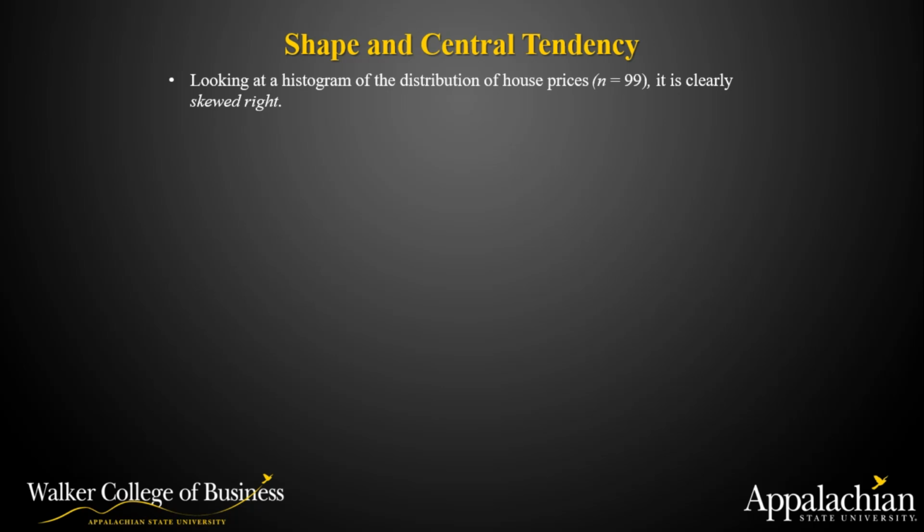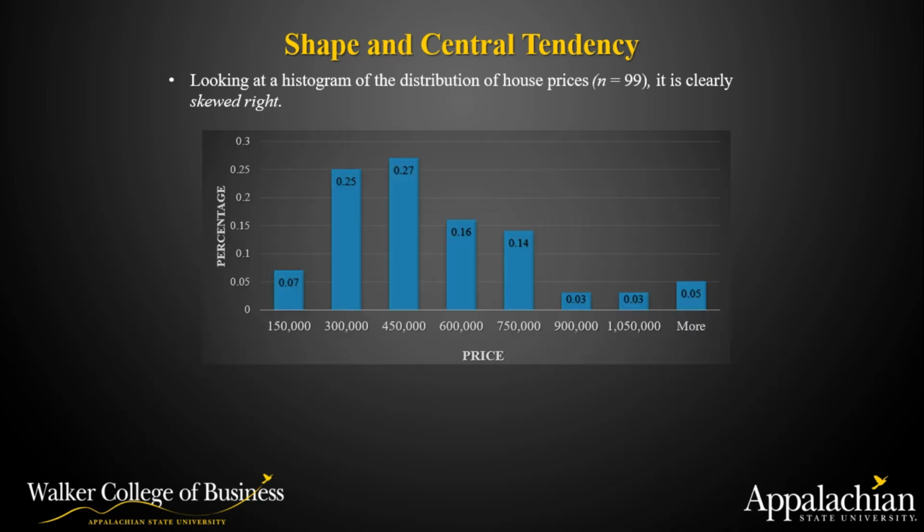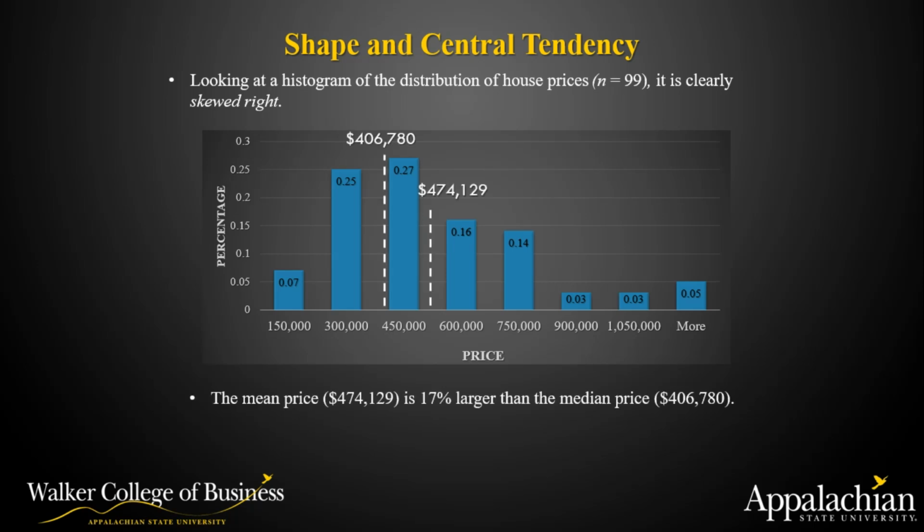So let's look at a histogram of the distribution of house prices from a sample of 99 houses. We can see in this histogram that the distribution is clearly skewed to the right, where the outliers are on the right tail of the distribution. The mean price in this sample is $474,129, which is 17% larger than the median house price of $406,780. It's pretty clear looking at the graph that the median is a better measure of central tendency, as it is more representative of a typical house price in the sample.